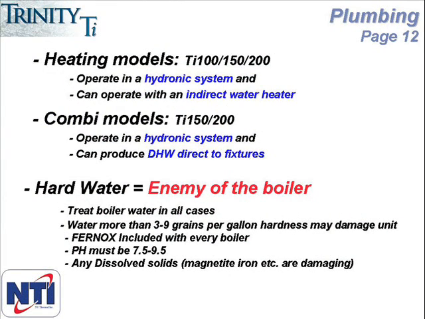There are a few different ways the TI can be configured depending on whether it's being used for heat only, with an indirect, or as a combi. The standard unit is designed to operate in a hydronic heating system and can also function with an indirect water heater. The combi version includes built-in components allowing it to deliver both hydronic heat and domestic hot water.